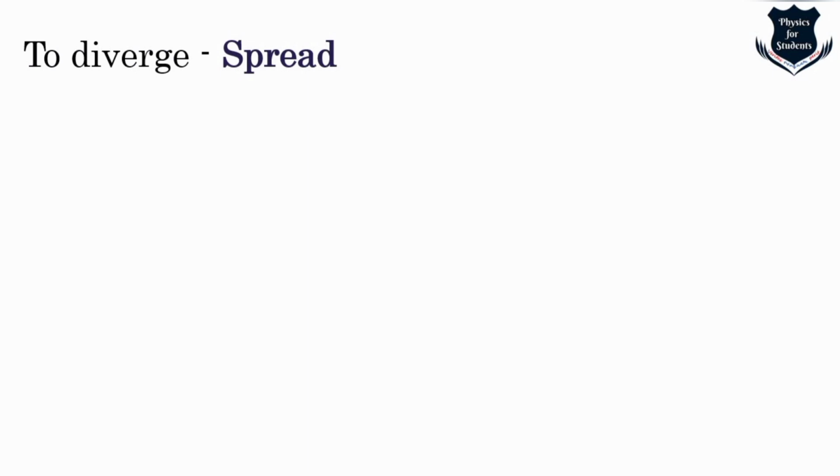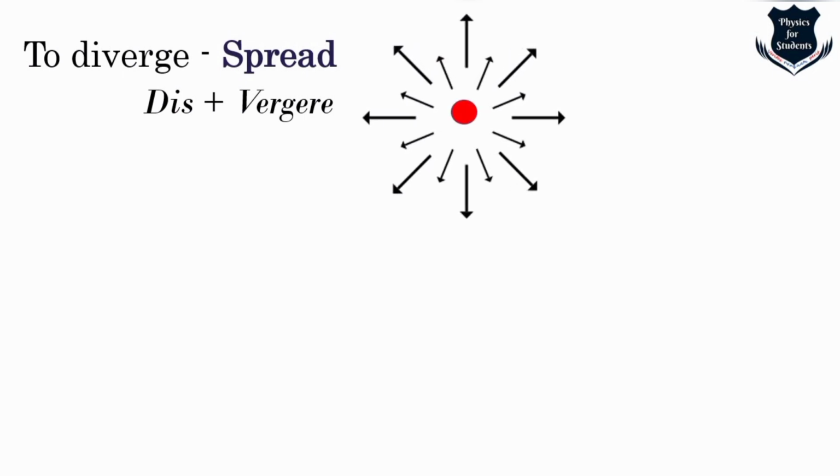The modern Latin diverger is a combination of two words, dis and verger. It means to go in different directions. Dis means apart, and verger means to tend, to turn, to bend or to move forward. So divergence represents the volume density of the outward flux of a vector field from an infinitesimal volume around a given point. Here is a figure which actually means to spread, to be apart, something which is spreading.